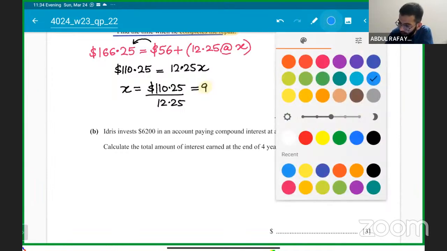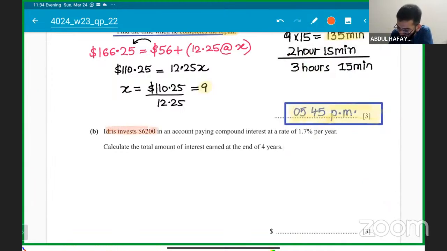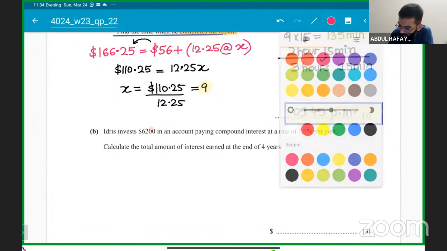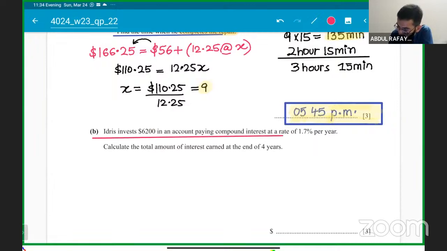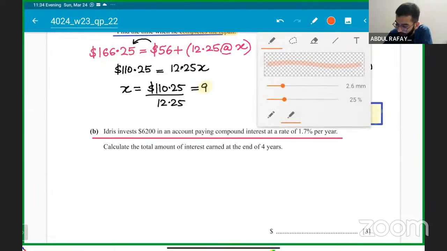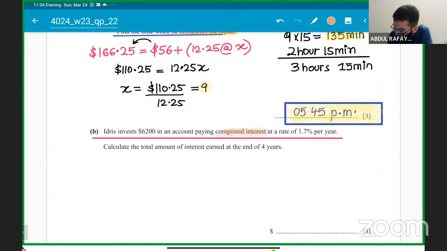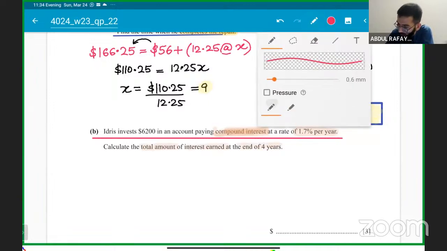Next is a very common, easy question. Sir, we have Idris who is investing $6,200 in an account paying compound interest. So the formula will be applied for compound interest, students. We are going to apply the formula for compound interest at the rate of 1.7% per year. We have to calculate the total amount of interest that is earned at the end of 4 years.